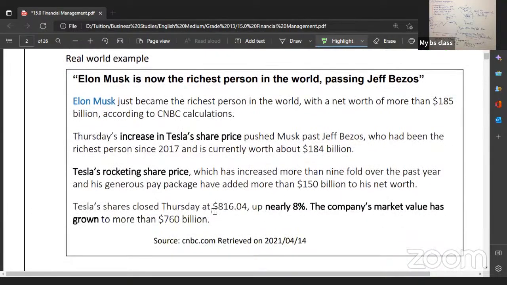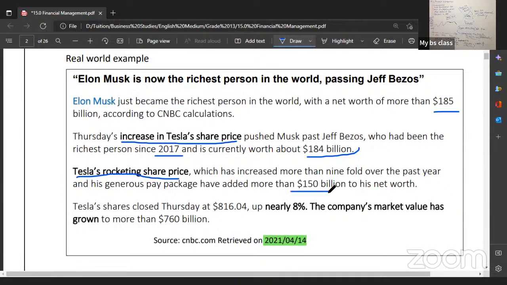And here's a real world example. Elon Musk is now the richest person in the world. I don't know whether this has changed now; I retrieved the data last year on April 14th, so that is as per that date. He just became the richest person in the world with a net worth of more than 185 billion. Why? Because Tesla's share price pushed Musk past Jeff Bezos, who had been the richest person since 2017. Tesla's skyrocketing share prices, which have increased more than 9-fold over the last year, and the generous pay package have added more than 150 billion to his net worth.